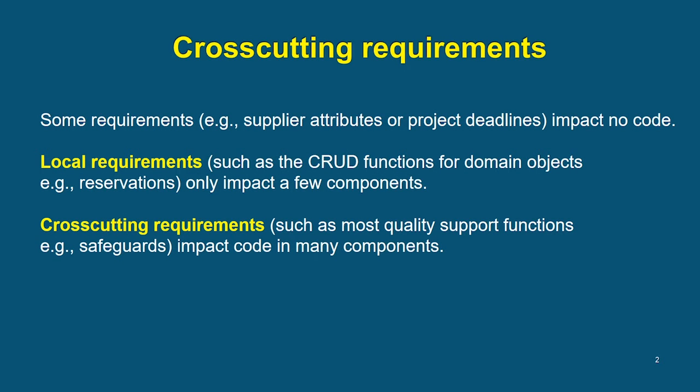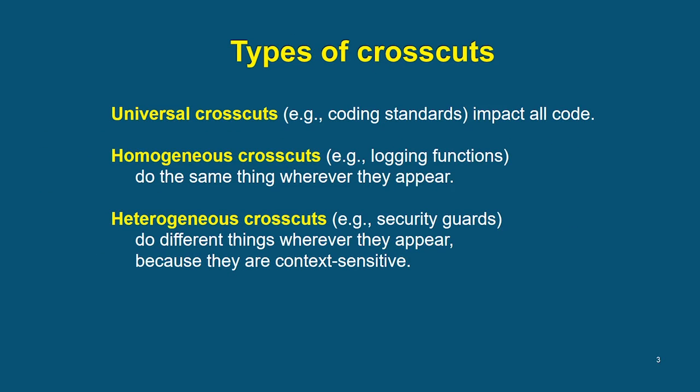This is what I mentioned in the previous session, this whole notion of cross-cutting. So you've got some requirements that don't impact any lines of code at all. You've got some requirements that impact only a few components, and you've got some requirements that impact an enormous number of components. There are various kinds of crosscuts. They're universal crosscuts. So if you've got coding standards, it's theoretically going to impact every line of code, which could be in the millions.